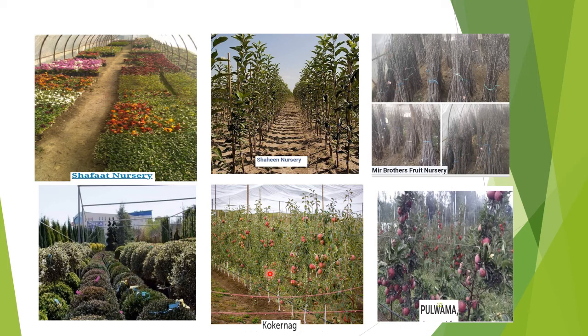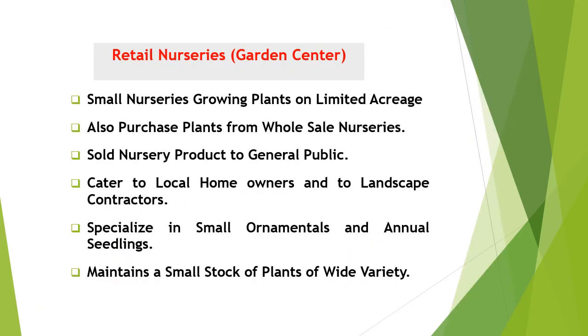These are the nurseries which are dealing only in some products. As you see, this is the nursery dealing in the high density crops, especially apple. So they are the wholesale nurseries. What are the retail nurseries? They are also called the garden center. Small nurseries growing plants on limited acreage. Also purchase plants from wholesale nurseries.